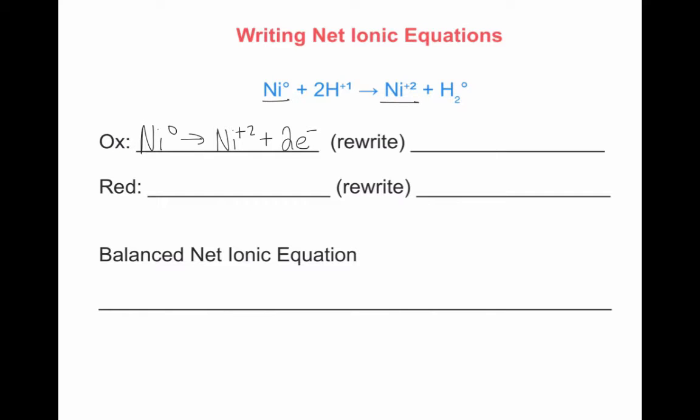At the same time, the hydrogen ion is becoming diatomic hydrogen. So I'm going to write 2H plus 1 is going to gain some number of electrons to become diatomic hydrogen with an overall charge of 0.